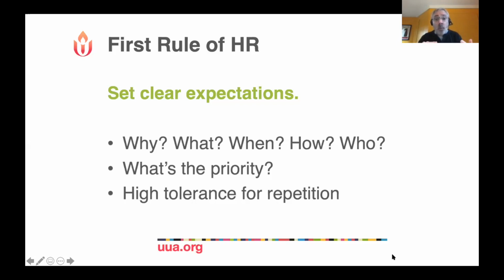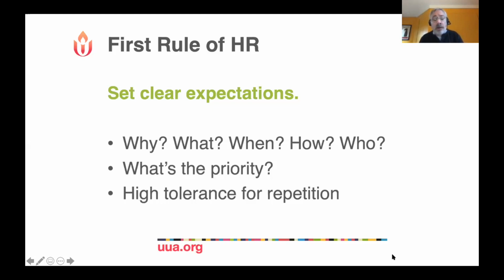Why are we doing it? Why is this important? People find it difficult to meet their performance expectations if they don't know why they're supposed to do something. How does this fit into our mission? How does this serve our members? How are we living out UU values by doing this work? So explain to your staff why they're doing this. What is it that you want them to do?